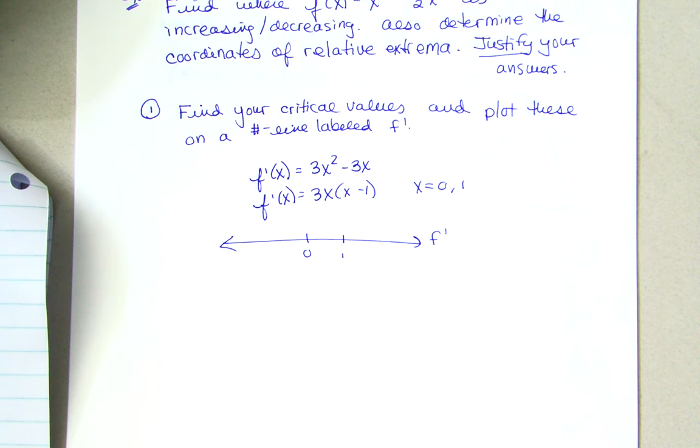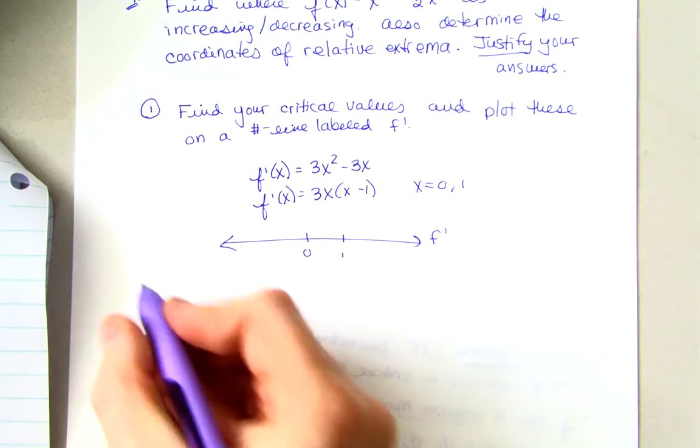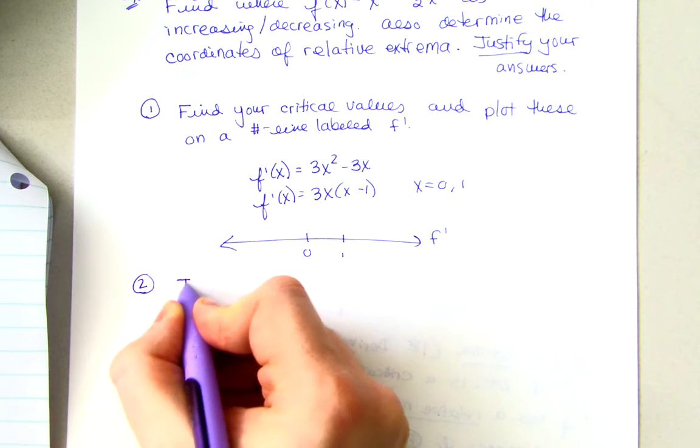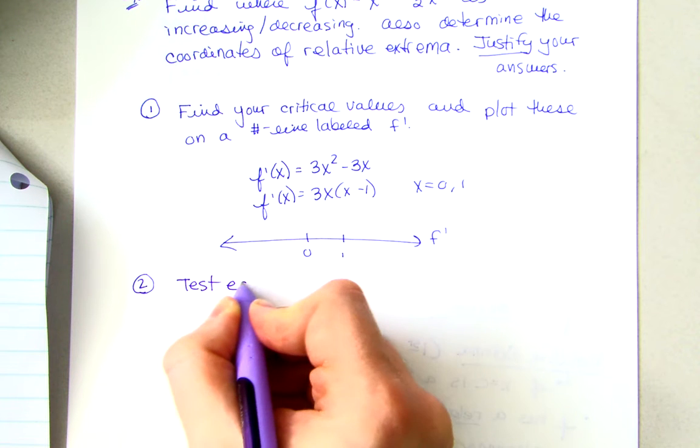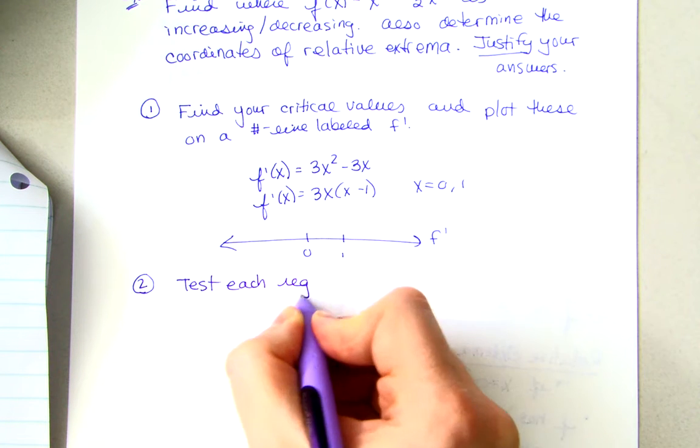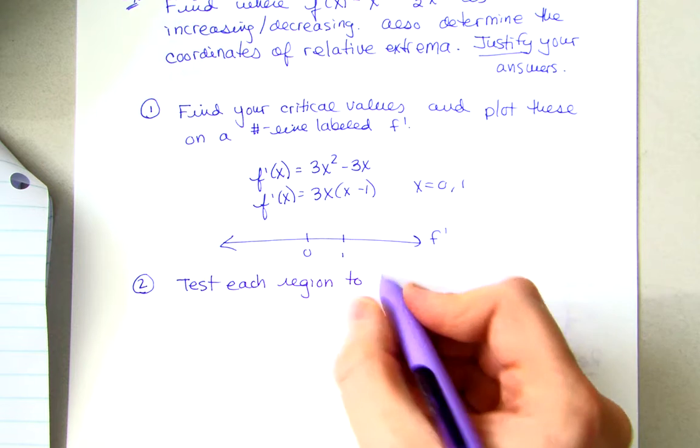The point is, I want to figure out where f prime is positive, where f prime is negative, and it can only change signs at those critical values. So we're going to do what you guys were doing over the summer with the inequality stuff, where you made your number lines and you tested the regions to figure out, is this whole region positive, is this whole region negative? And that's how we're going to figure out the increasing, decreasing stuff. Step number 2, we are going to test each region to determine the sign of f prime.